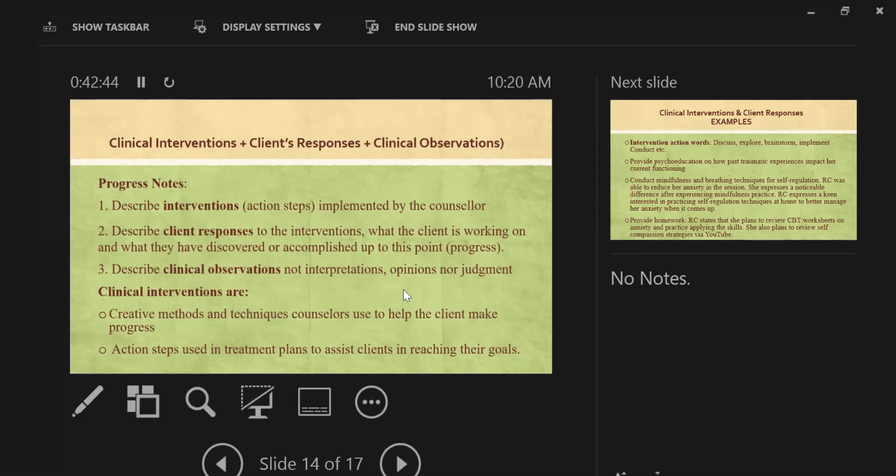So in the progress notes, clinical interventions. Describe clients' responses to the intervention. So the first is describe intervention, then describe clients' responses, what the client is working on, and what they have discovered or accomplished up to this point. So that's progress, okay? And then thirdly, describe clinical observation, not interpretations, opinions, or judgment, okay? So here's an example of a clinical intervention in our notes: creative methods and techniques counselors use to help the client make progress, an action step used in the treatment plan to assist the client in reaching their goals.